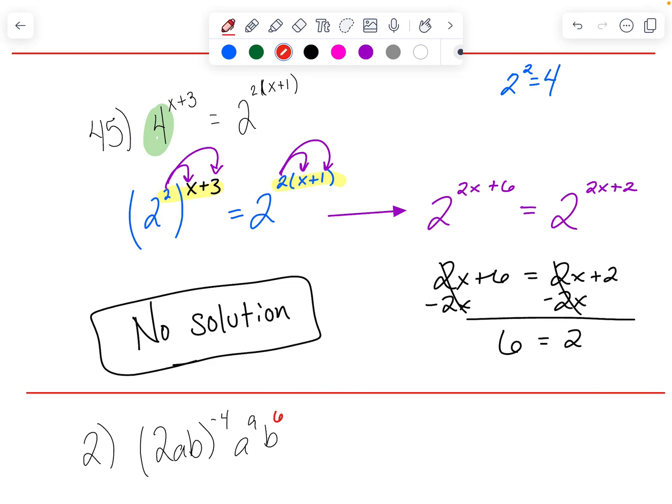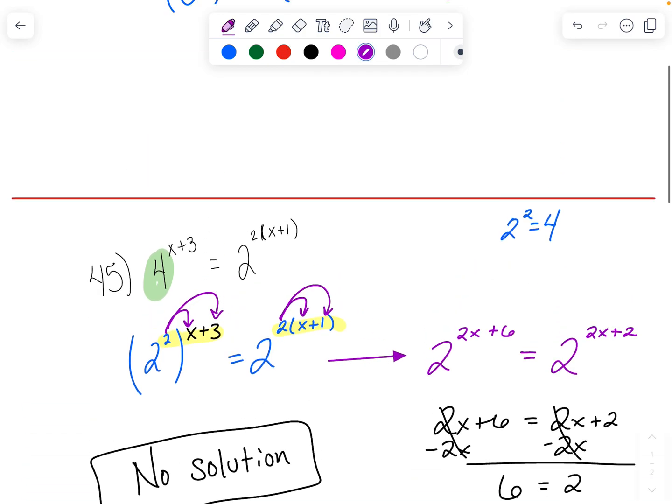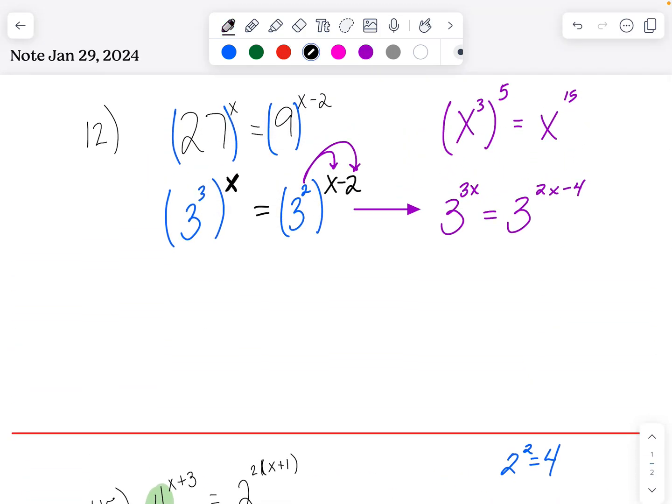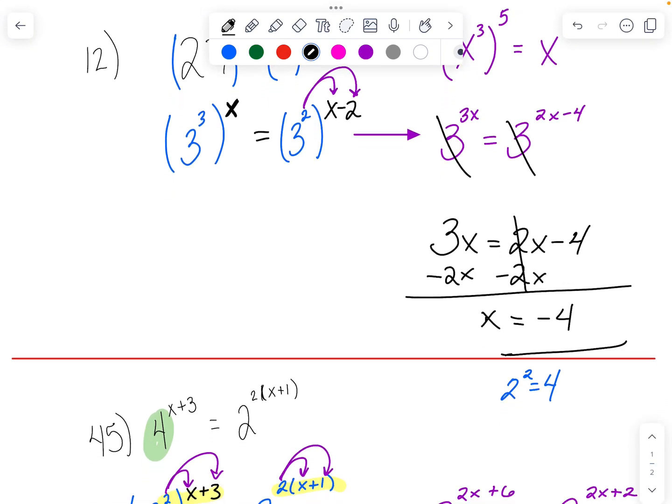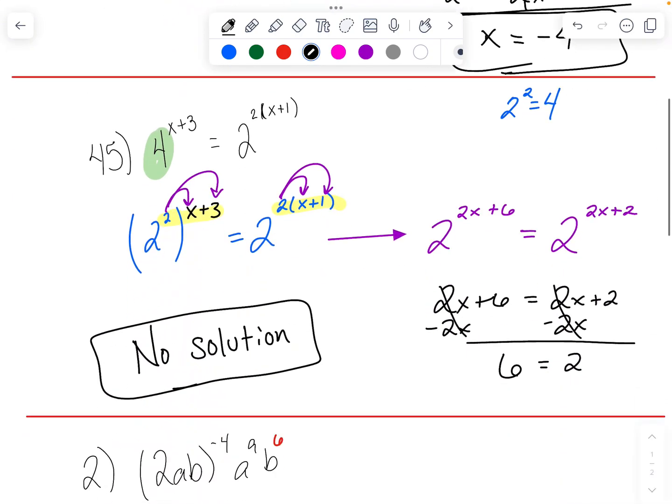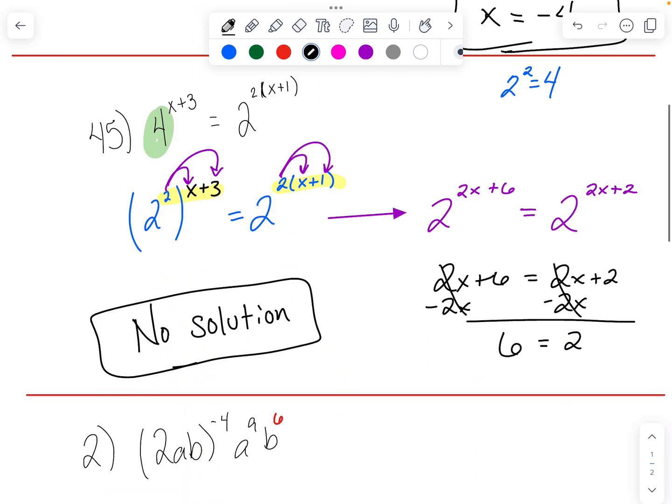Let's go back and check on our other problem that hopefully has a solution. Here again, I can ignore my bases and write 3x equals 2x minus 4. Here I can get my like terms together by subtracting 2x, and I get x equals negative 4 once those reduce. So here I did get a solution, but here I didn't, and that's okay.